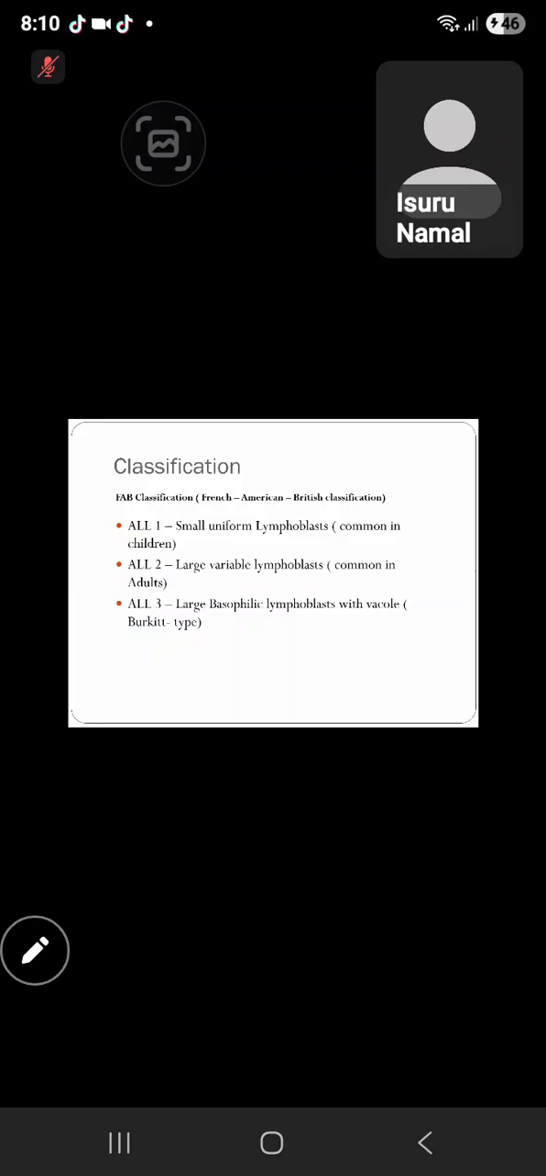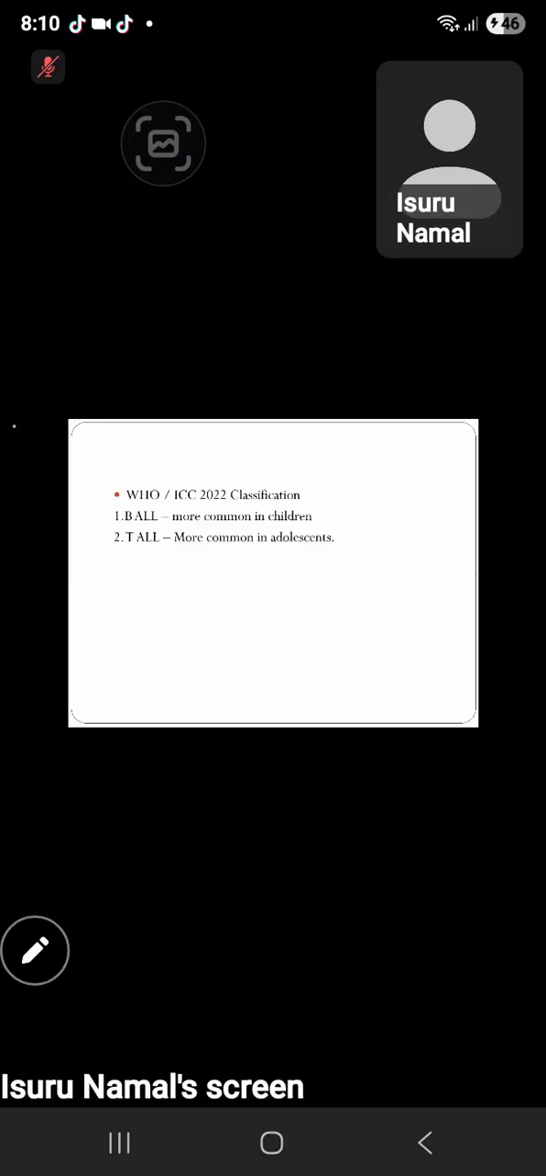ALL L2 has large variable lymphoblasts in your blood smear. In ALL L3 you will observe large basophilic lymphoblasts with vacuoles. That is called the Burkitt type. That is why we usually consider ALL L3 as Burkitt cell lymphoma, right? That's because of Burkitt cells. Burkitt cells are also a type of lymphoblast with vacuoles in the cytoplasm, right?